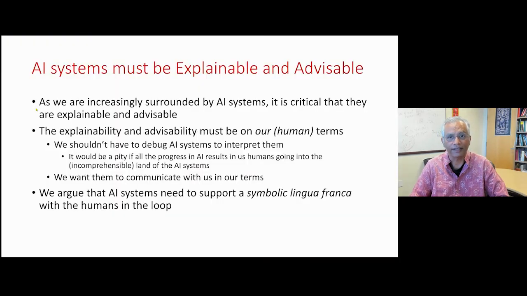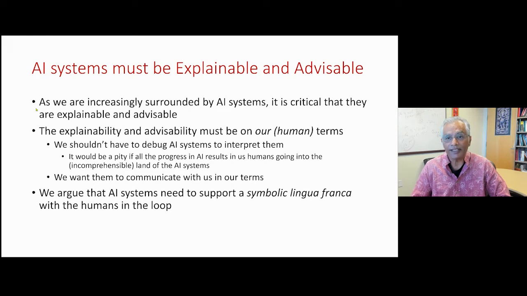So let's get started. We are increasingly surrounded by AI systems, and it's critical that they are explainable to us and advisable by us. The explainability and the advisability must be on our, that is, human terms. We really shouldn't have to debug AI systems to interpret them.